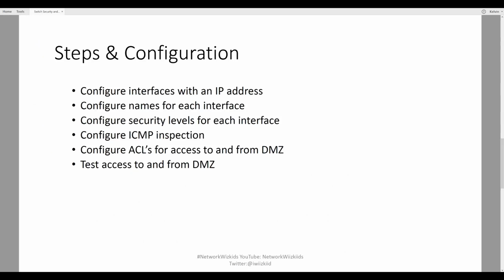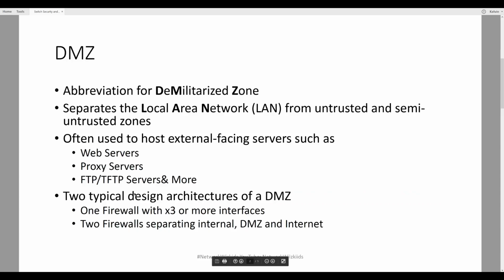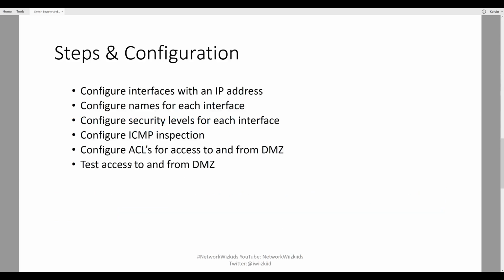What we're going to do, as I said earlier on, is focus on the one firewall with 3 or more interfaces. This is purely to give those new to the security space an idea of how you can configure a DMZ on an ASA. If we go down to the configurations and steps, I've put some tasks here that we're going to work on today.